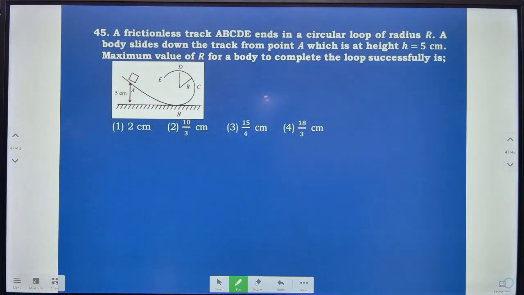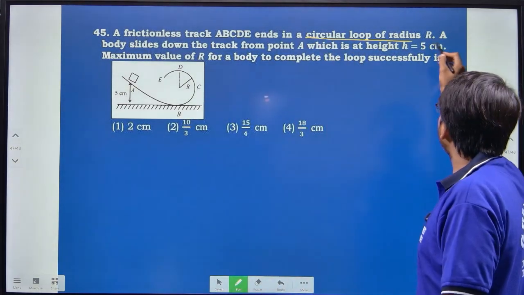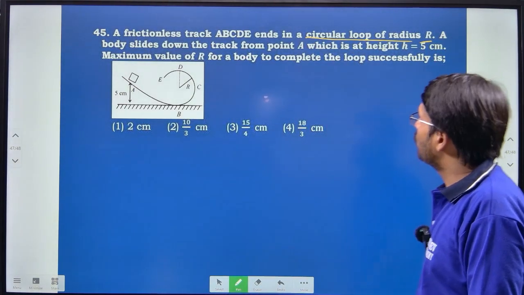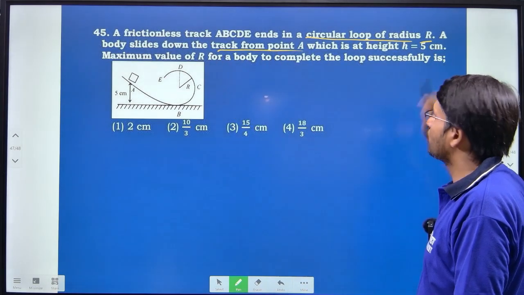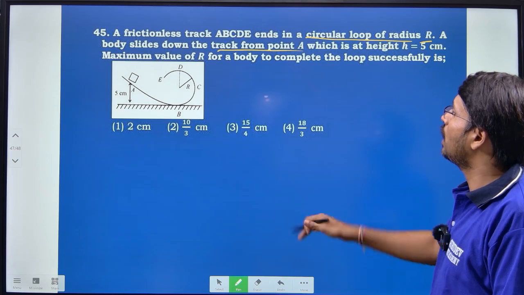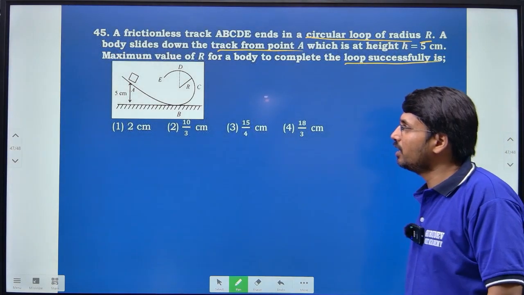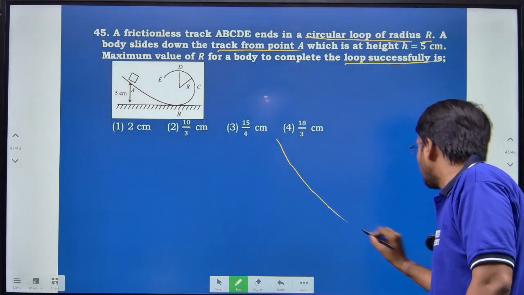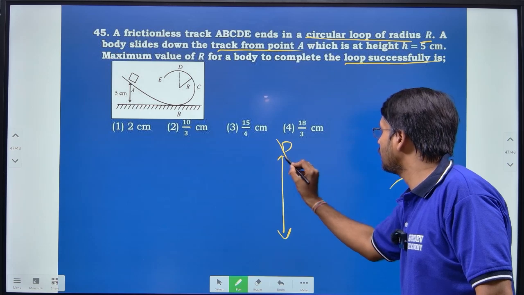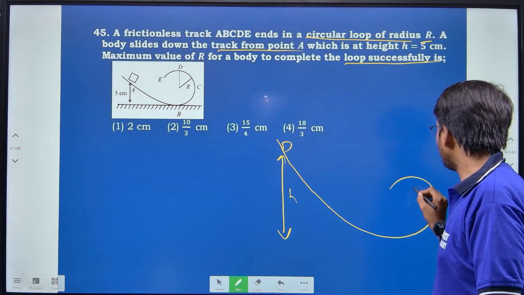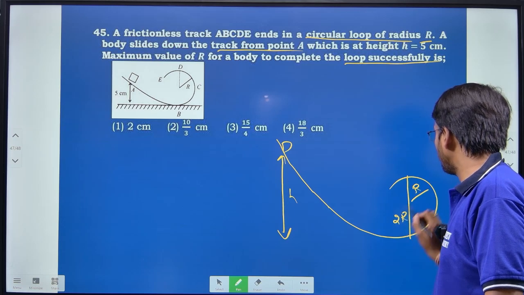Correct. Next, a frictionless track ABCDE ends in a circular loop of radius r. A body slides down the track from a point A which is at a height h equals 5 centimeter. The maximum value of r for a body to complete the loop successfully. So what's the meaning here? Whenever a body is released from a certain height, look at it this way. If a body is released from height h, and here it has a radius r, this particular height will be 2r.